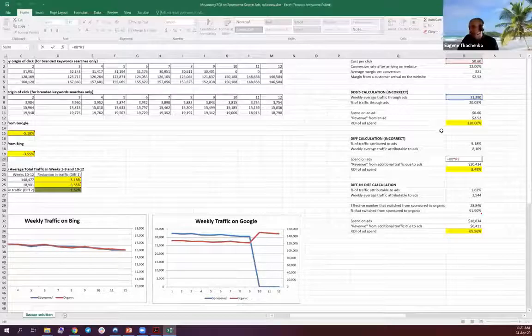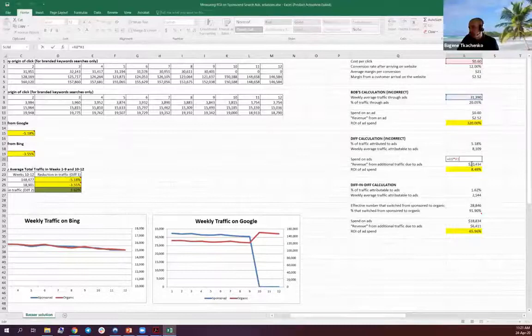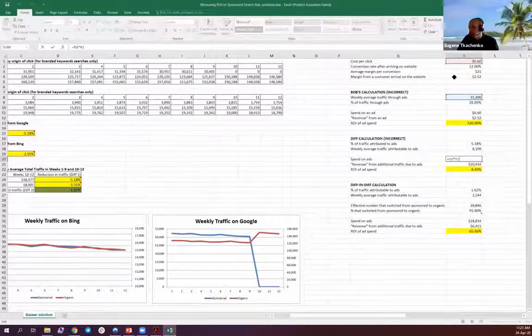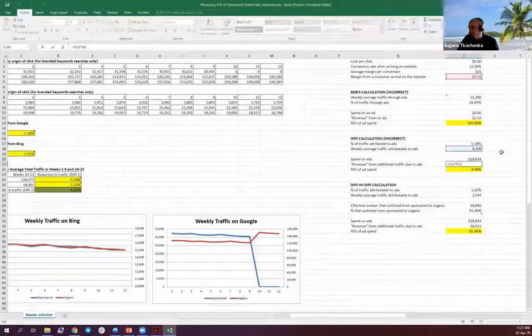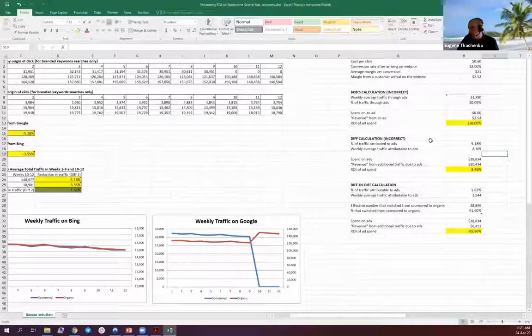And then the spend on the ads, the way we calculated it, based on the actual calculations, was the weekly average traffic through ads times cost per click, and then revenue from additional traffic due to ads. So basically margin from the customer times weekly average traffic was 20.4 thousand, and the ROI on spend was 8%.